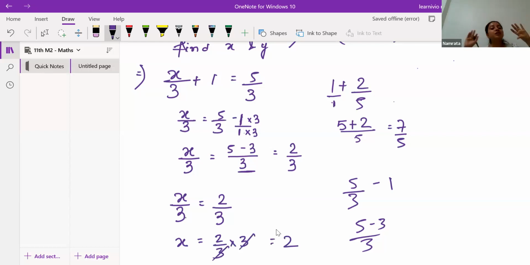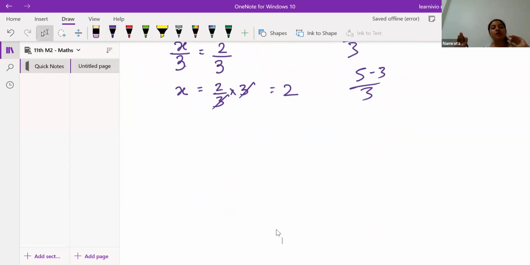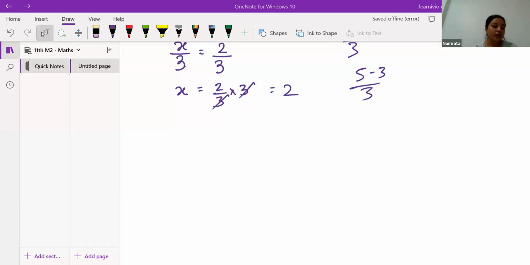Properly, like the first term with the first term, second term with the second term. Why are we comparing like this? Because there is an equality sign. Just by doing the comparison, you will get the value of the unknown. It can be a, b, c, d, anything: x, y, z. So we have discussed how to find the unknown when two ordered pairs are the same.